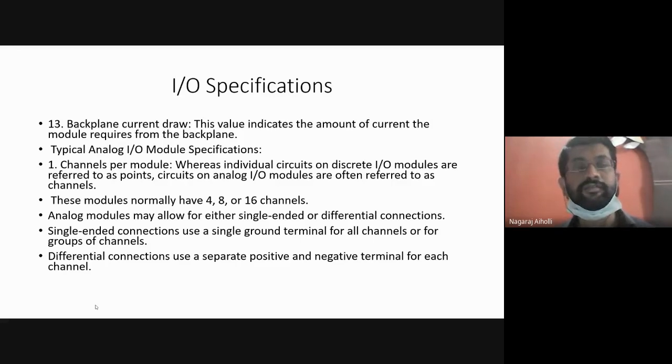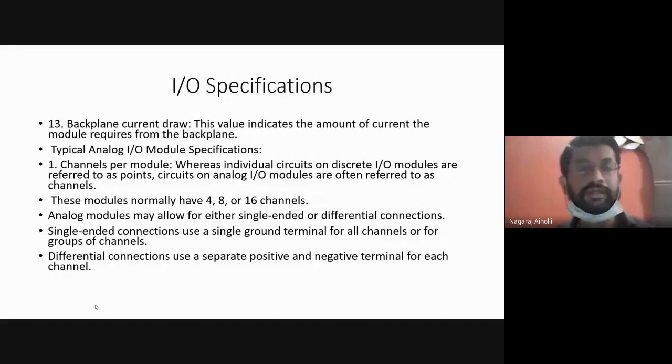Okay, fine. Good. Next, backplane current draw. In the previous class, I explained that from the power supply module, there is a current that is sent to the backplane, the rack of the PLC module, and from the backplane, it is sent to the required IO module. That is what we call the backplane current. It is the current flowing from the backplane, the chassis and rack system, into the IO module. Next, we will see analog IO module specifications.